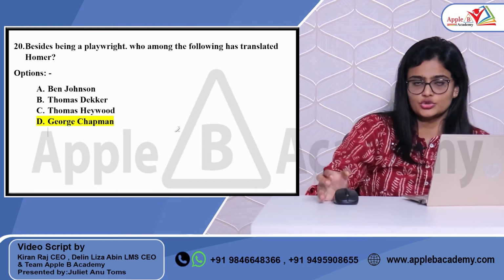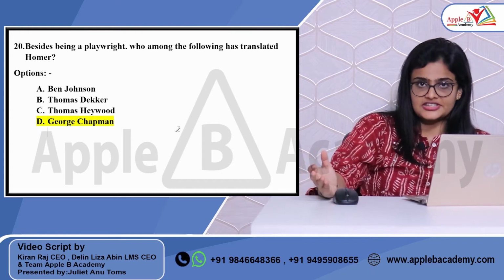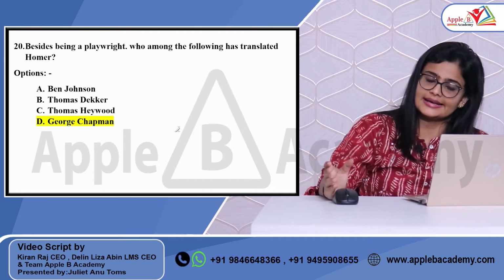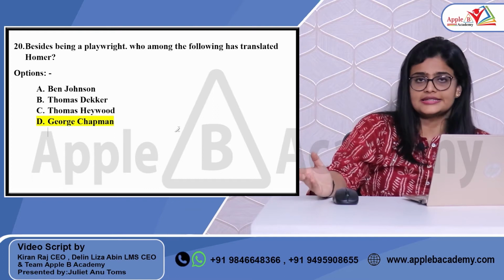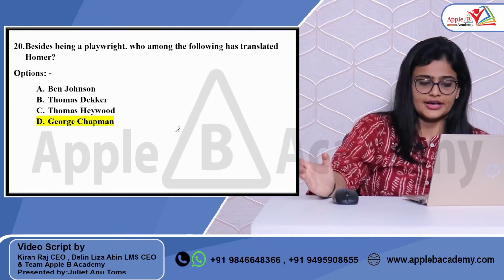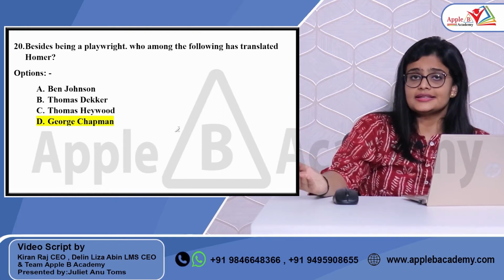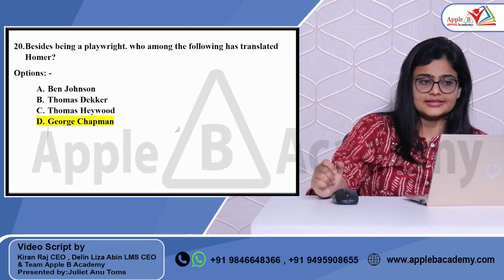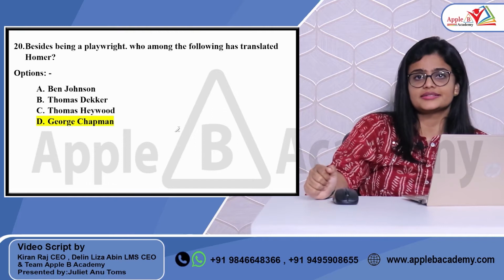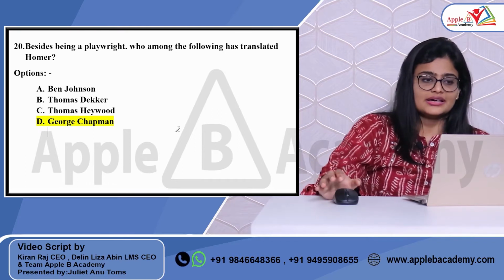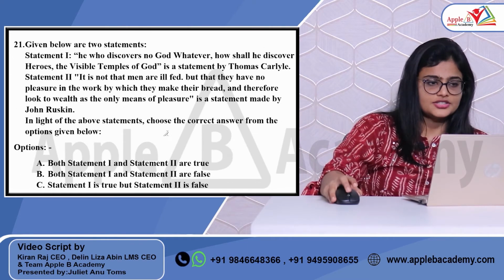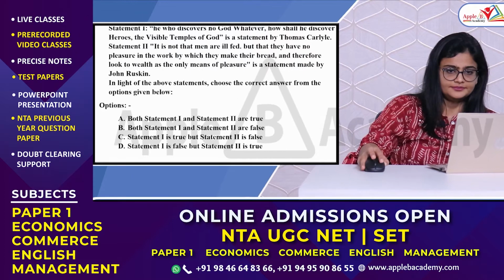The correct answer is George Chapman, because from 1598 he published the translation of the Iliad in installments, and later in 1660 he completed the Iliad and Odyssey, and both of them appeared as the whole works of Homer. Later Alexander Pope also translated Homer, and up to Alexander Pope this was regarded as the best translation of Homer. So the correct answer is option D, George Chapman. Now let's look at the next question, that is question 21.